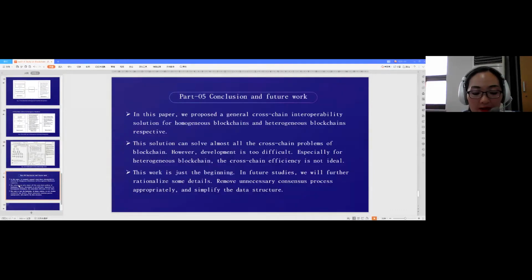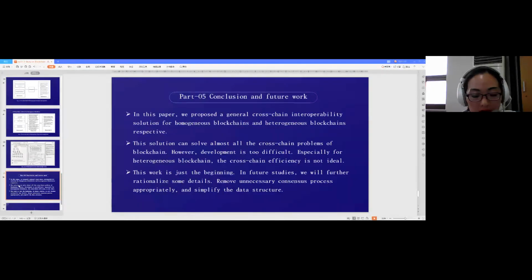Finally, we will make a summary of our research. In this paper, we proposed a general cross-chain interoperability solution for homogeneous blockchains and heterogeneous blockchains, respectively. The solution can solve almost all cross-chain problems of blockchains.